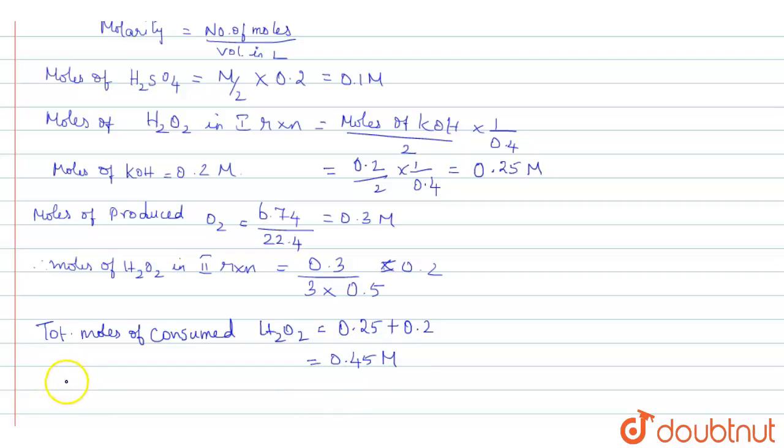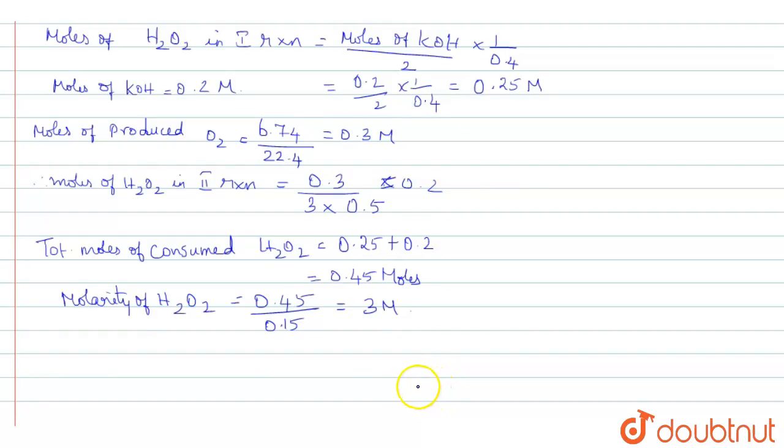The next one, I'm just going to calculate finally the molarity of H2O2, which will be equal to 0.45 divided by 150 ml. I am just going to convert it into liter, that is 0.15, which will be equal to 3 molar. So finally I have calculated the molarity of H2O2.